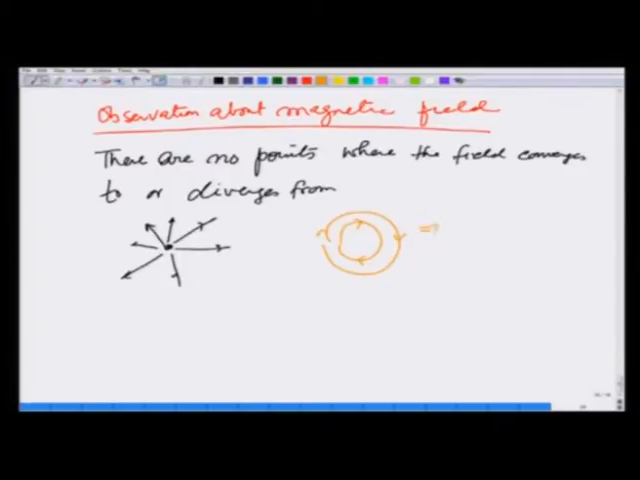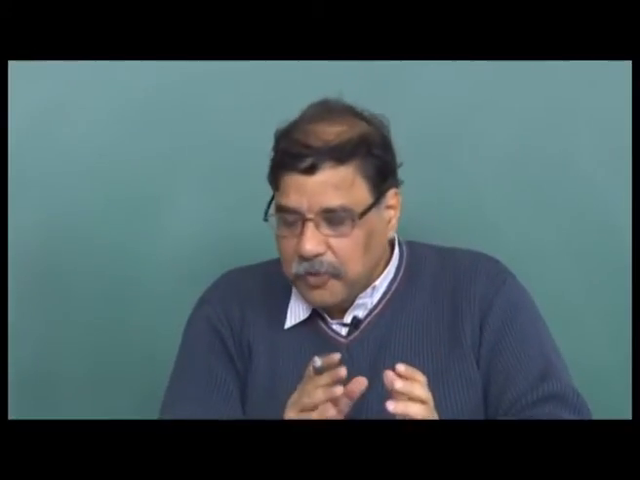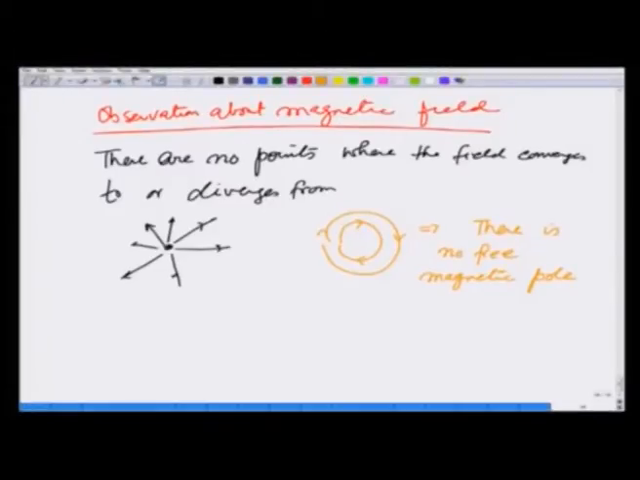and this means that there is no free magnetic pole, unlike the charges. All right. So, that is one difference. Although the formula for the magnetic field may look similar to the formula for the electric field of a dipole, but there are no free magnetic poles.